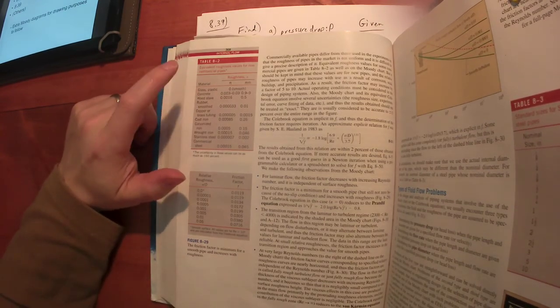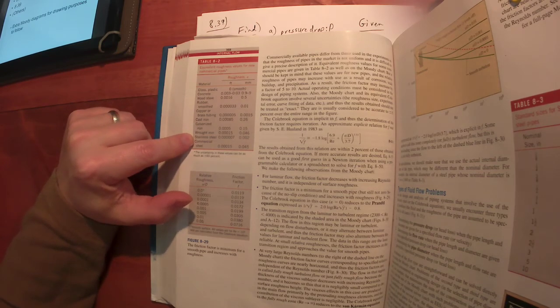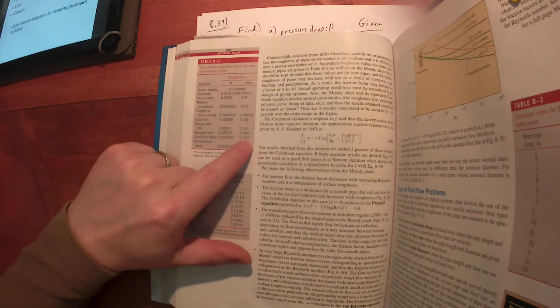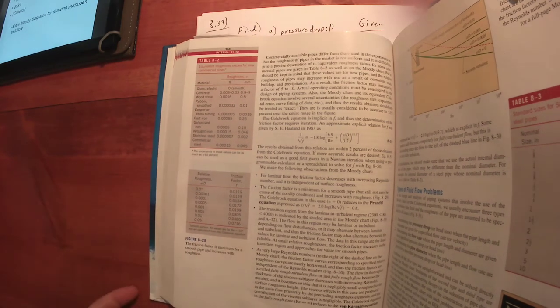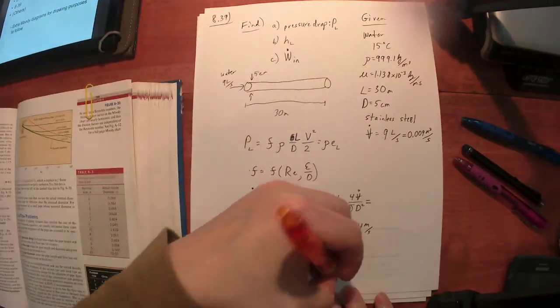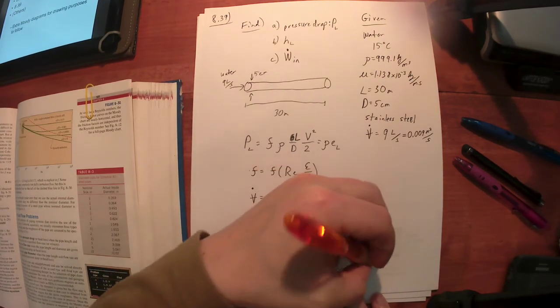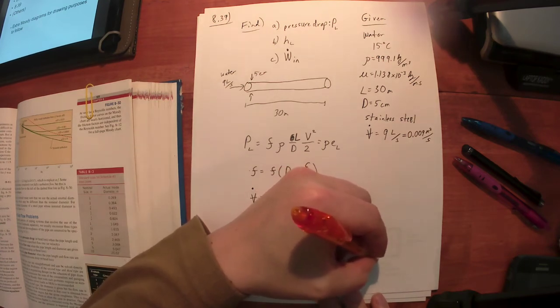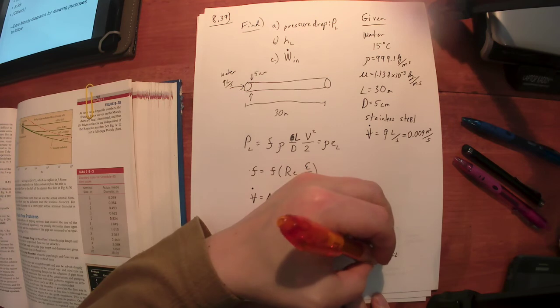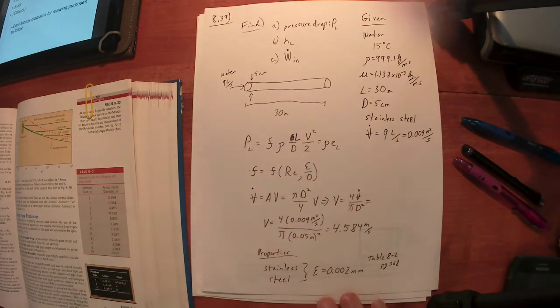In Chapter 8 of your text, or whatever text you're using, when it talks about pipe friction, you'll have an equivalent roughness value for different piping. We have stainless steel. So I've got an epsilon value for stainless steel of 0.002 millimeters. Stainless steel, 0.002 millimeters. That is, in our text, table 8-2. In the 3rd edition, that is page 368. Okay.